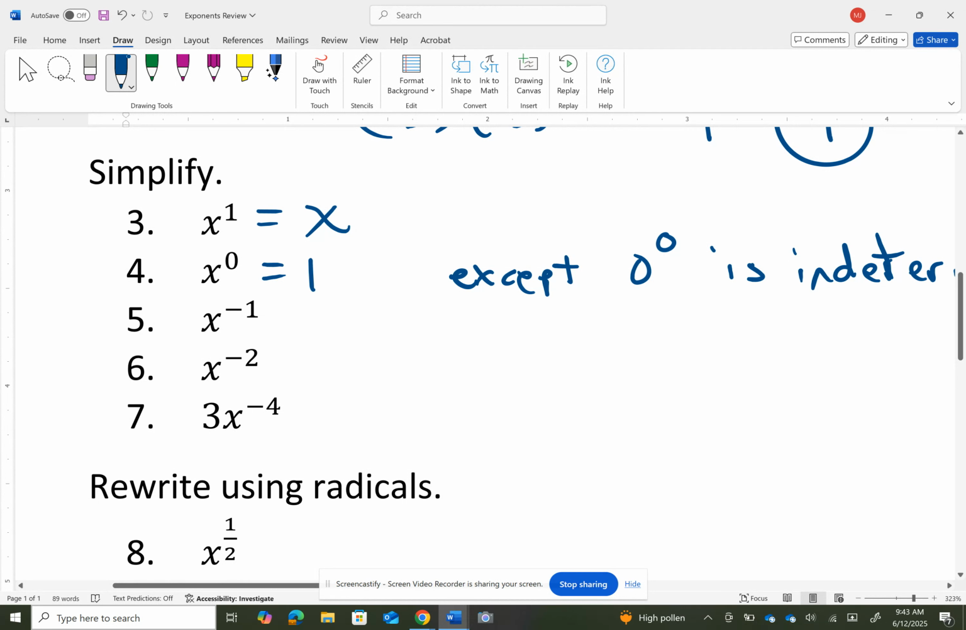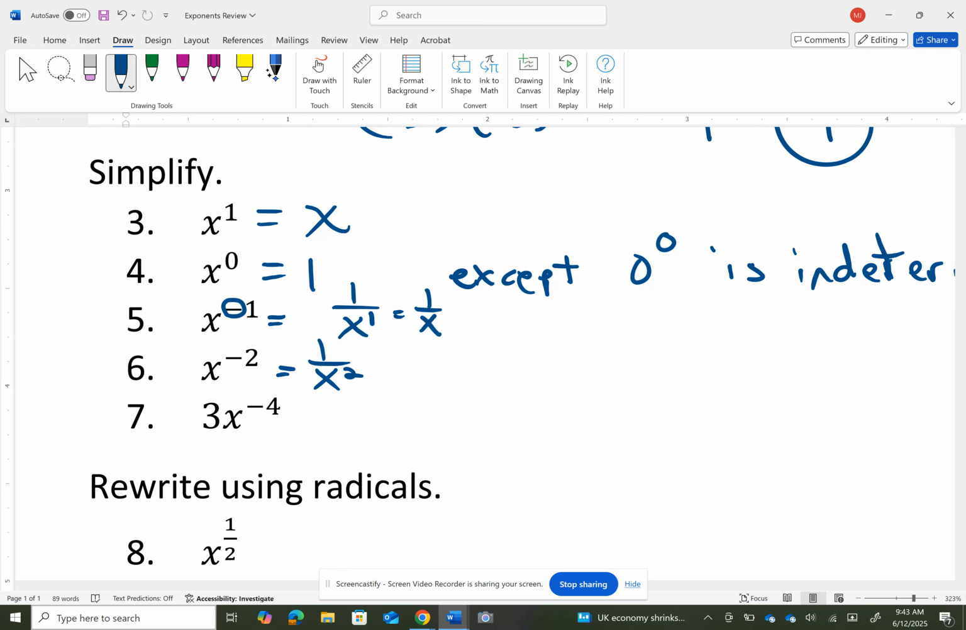Now these next 3 have negative exponents. Negative exponents are not going to turn out to be negative numbers. X to the -1 means 1 over x. X to the -2 is 1 over x squared.